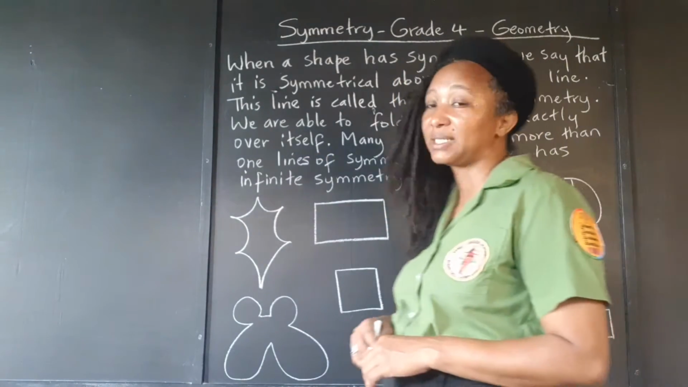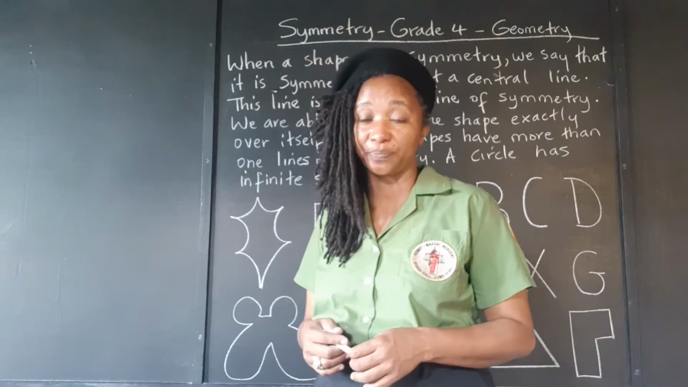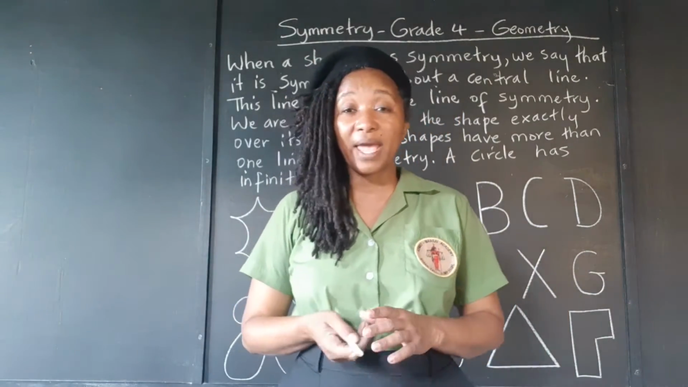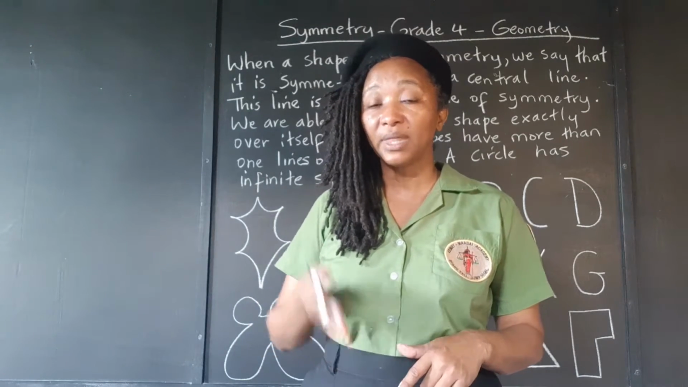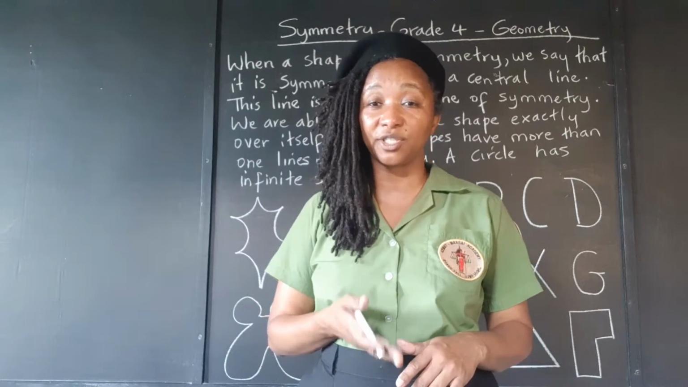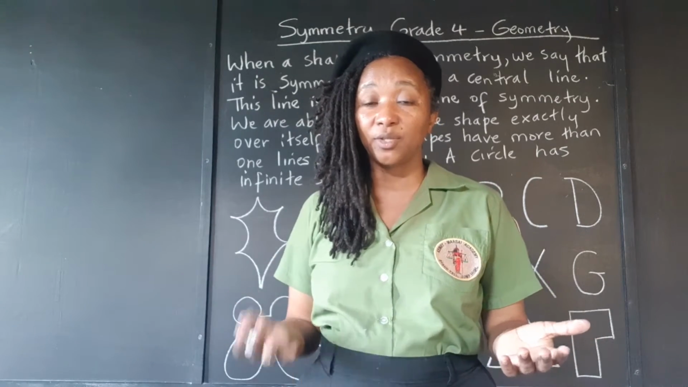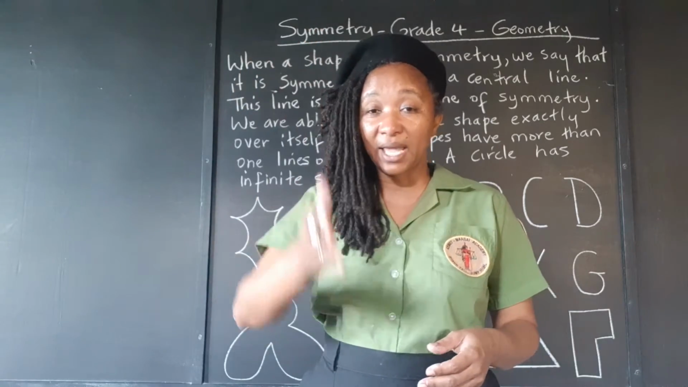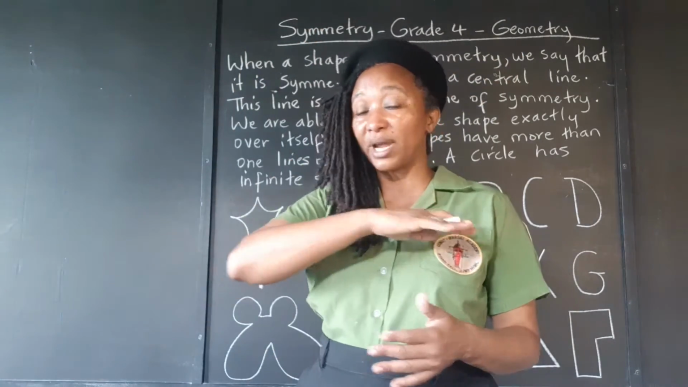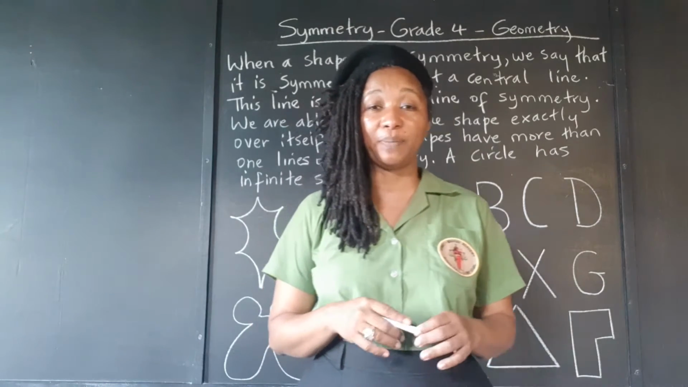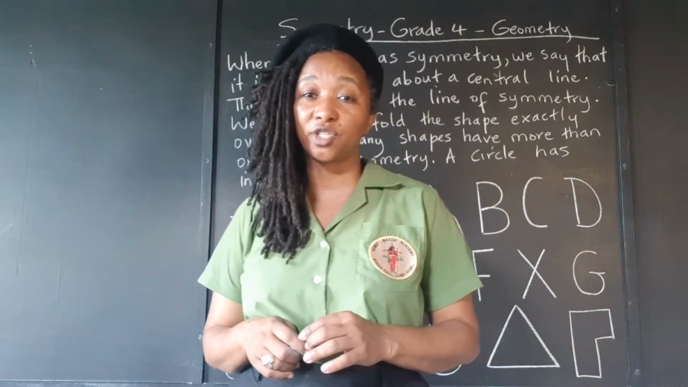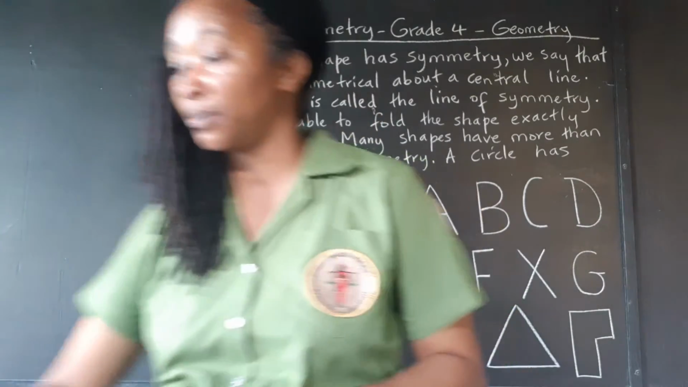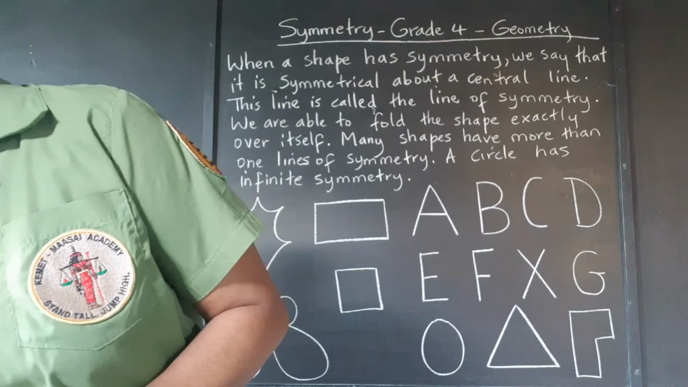A circle has infinite symmetry. So what we're saying is, for the circle, we are able to draw the diameter, the line that cuts the circle into halves, into two equal parts. We can draw the diameter in any direction, infinite possibilities for the diameter of the circle, right? Many lines of symmetry.